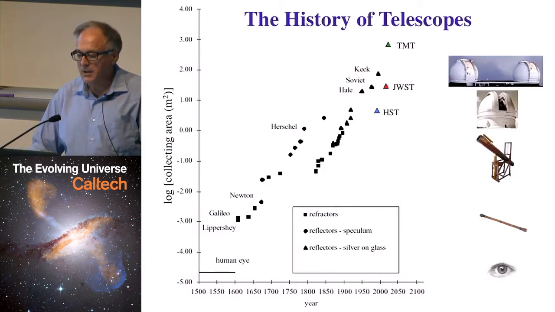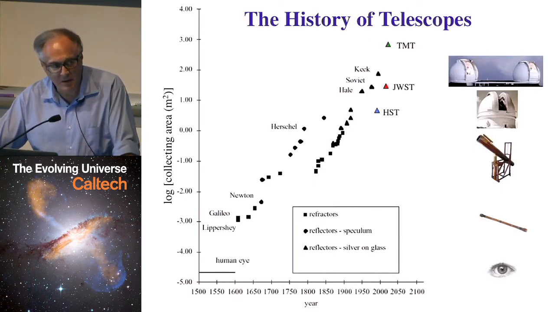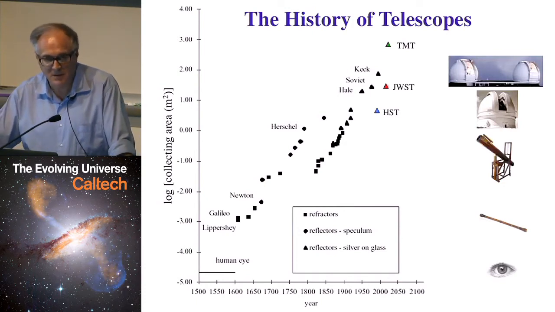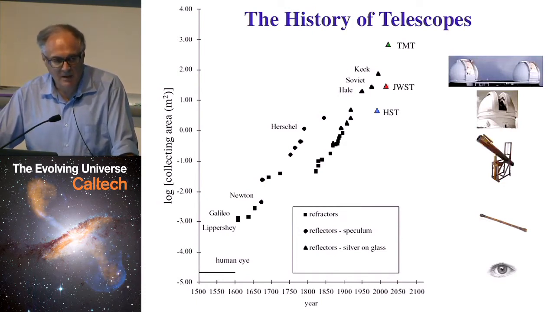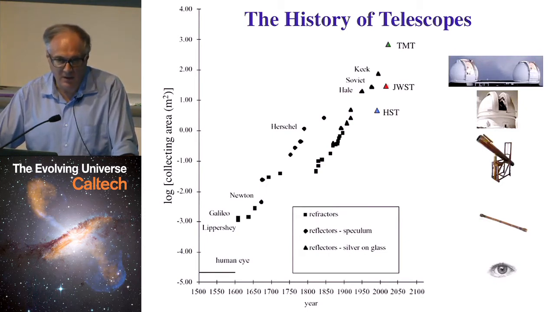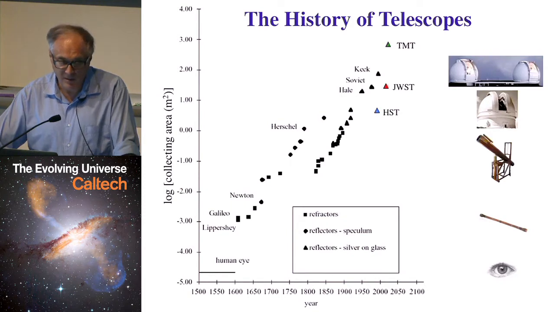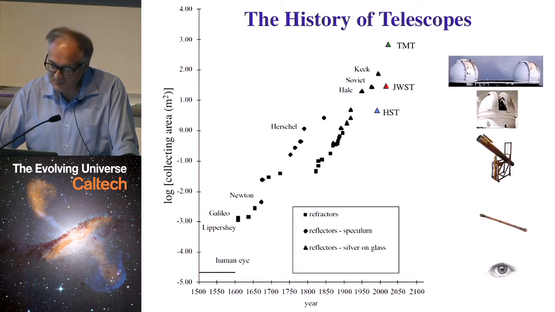So if you look at the history of telescopes, they get bigger and bigger, and the reason for that is collecting area. The bigger the collecting area of your telescope, the more light you gather per unit time, and therefore the fainter things you can see. A human eye has a pupil diameter of a few millimeters. That doesn't give you much of a collecting area. It's also not a great detector either.